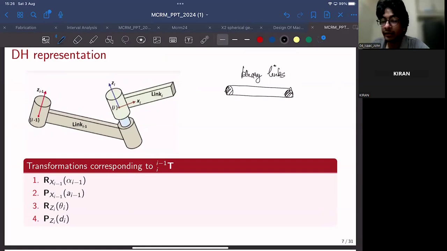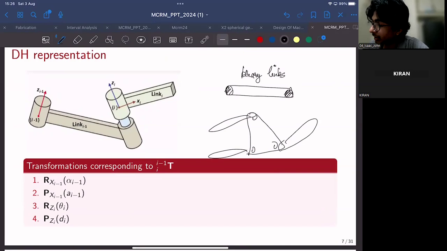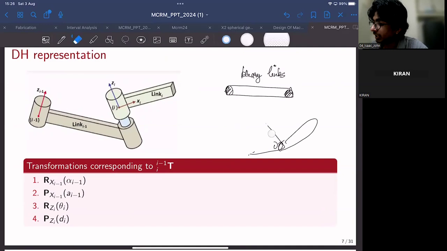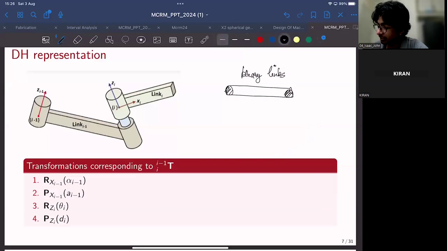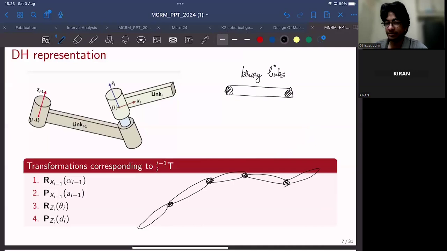Binary links. And there are other sorts of links. We actually have ternary links, which have three joints like this, which can connect to three other links. But in the context of a serial robotic manipulator, we assume that the robotic manipulator is made up of binary links, for example, by serially assembling binary links with the help of single degree of freedom joints. This is a very generalized expression.